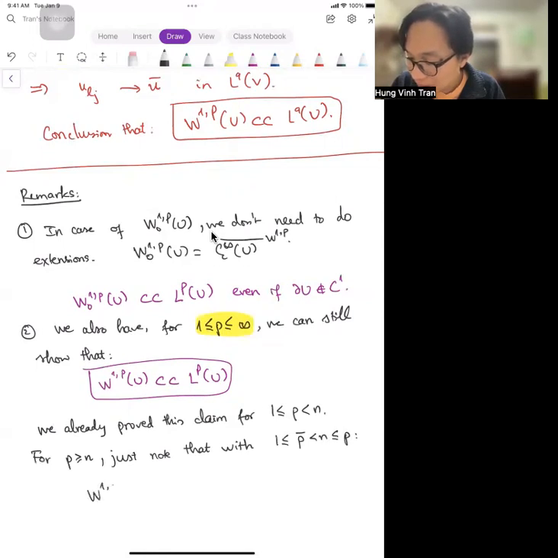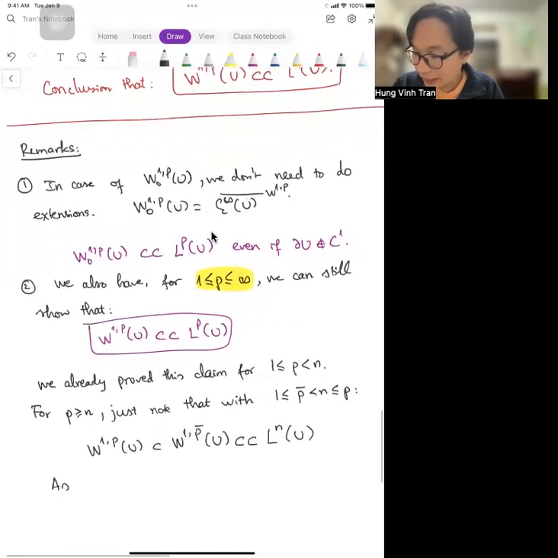W^{1,p} of U is a subset of a bigger set, which is W^{1,p bar} of U, right? Because the bigger the p is, the more integrable we require the function. So W^{1,p} is a subset of W^{1,p bar}, and for W^{1,p bar}, we have shown that this is compactly embedded in L^q for q less than p bar star, and in particular this is surely compactly embedded in L^n up here, right? Because n is less than p bar star, which is n p bar over n minus p bar.